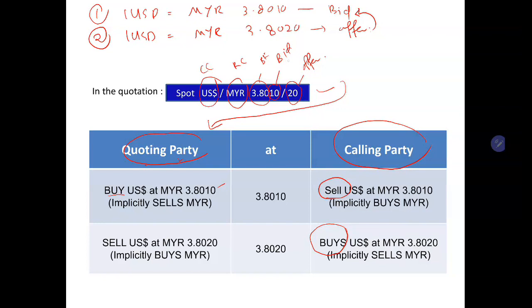Bid or buy means buying to the quoting party, while sell or offer is selling by the quoting party, while the calling party will perform the opposite transaction to the quoting party. If the quoting party buys, then the calling party will sell. If the quoting party sells, it means that the calling party will buy the currency.